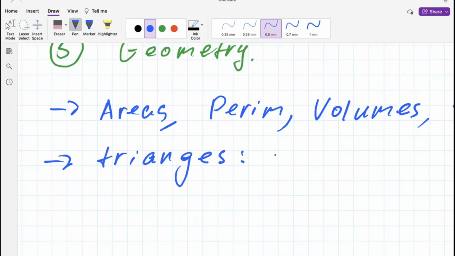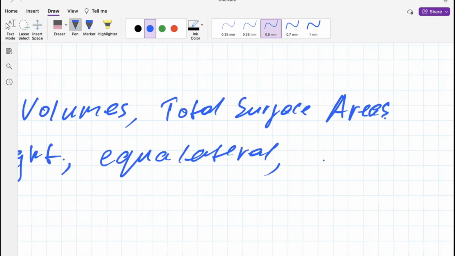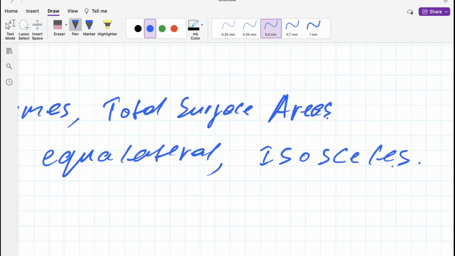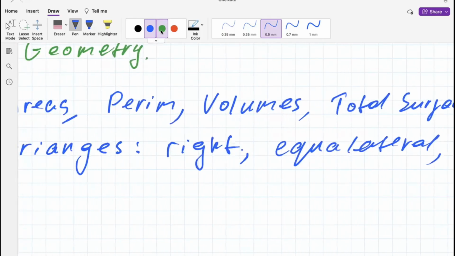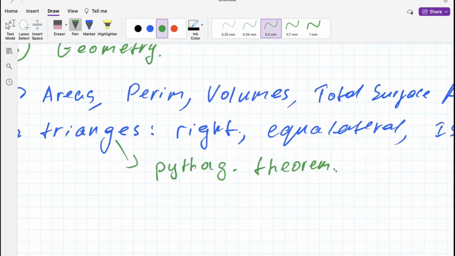So we'll study right triangles. We will study equilateral triangles. We will study isosceles triangles. And so on and so forth. The main takeaway from triangles is to be able to know how to use the Pythagorean theorem, and how to work with angles.